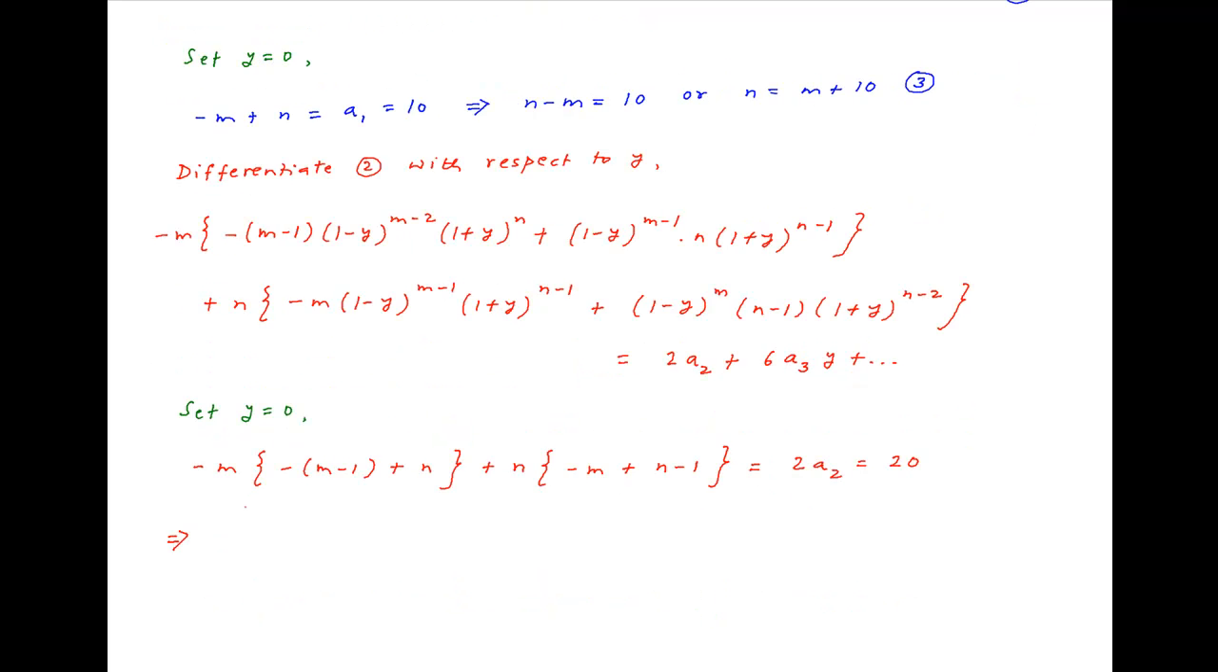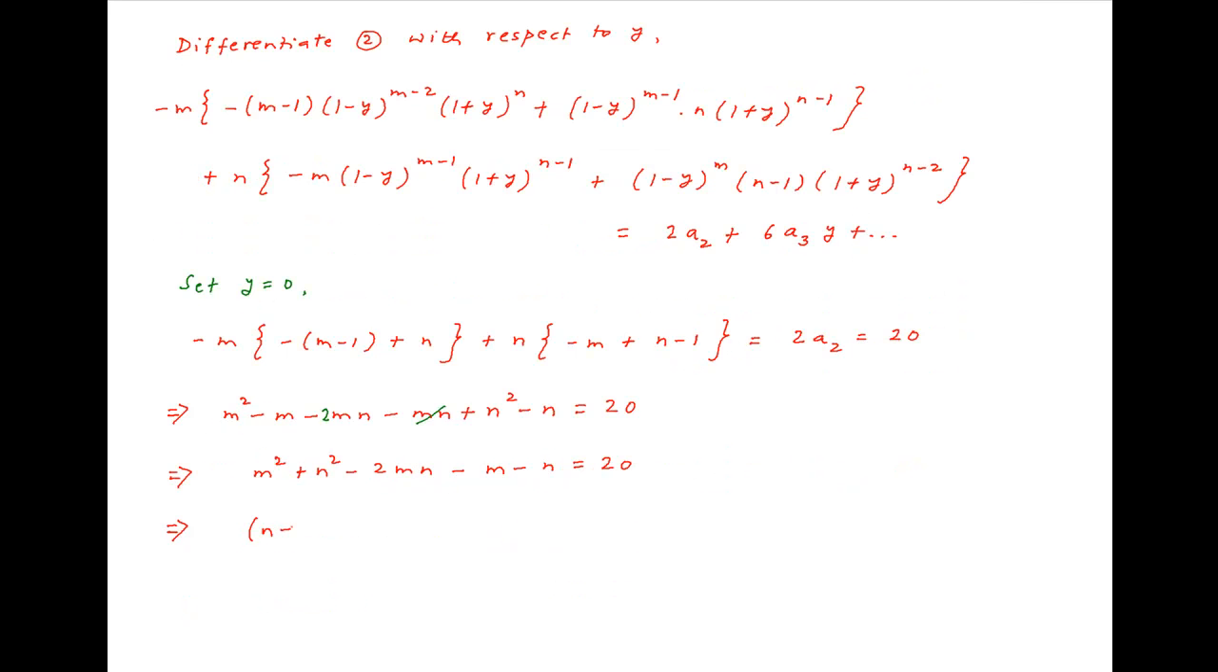Opening up the left hand side, we get m squared minus m minus mn minus mn plus n squared minus n, and this is equal to 20. Minus mn occurs twice, so this combines to become minus 2mn, and therefore we have m squared plus n squared minus 2mn minus m minus n is equal to 20. The first three terms on the left hand side are equal to (n minus m) whole squared. This, minus m minus n, is equal to 20.